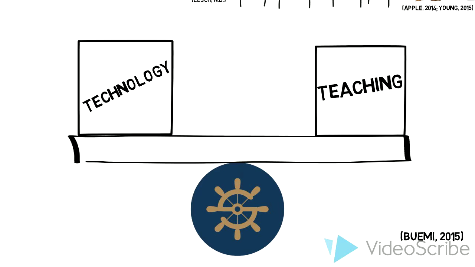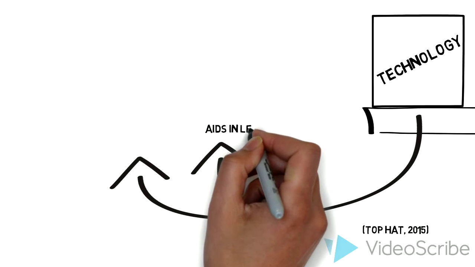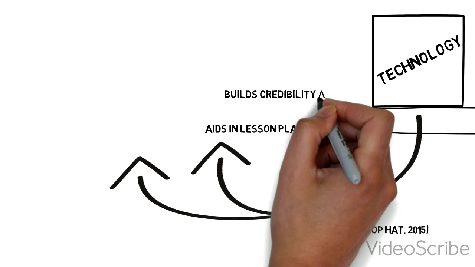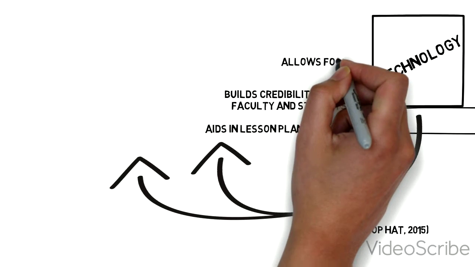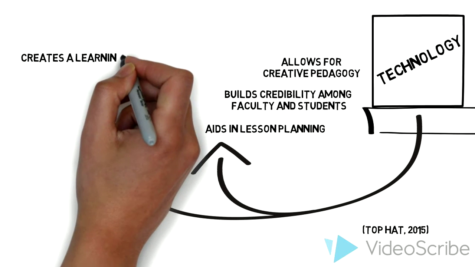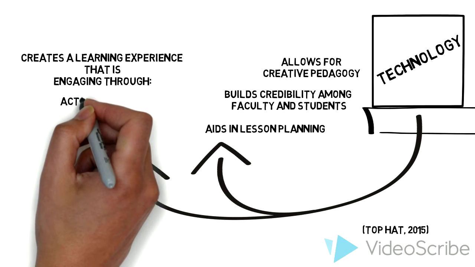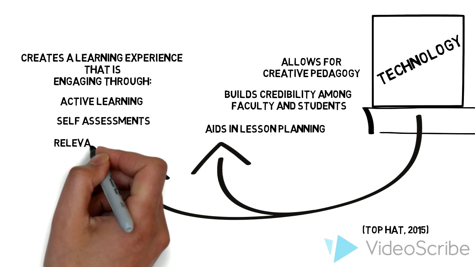There are two areas that technology, and more specifically the STEER app, can benefit. First, you will discover that technology assists faculty members by aiding in lesson planning, building credibility with students and colleagues, and allowing for a more creative pedagogy. Secondly, technology is also beneficial to the students by creating a learning experience that is more engaging through active learning, the ability to create self-assessments in class, and relevant feedback from instructors.